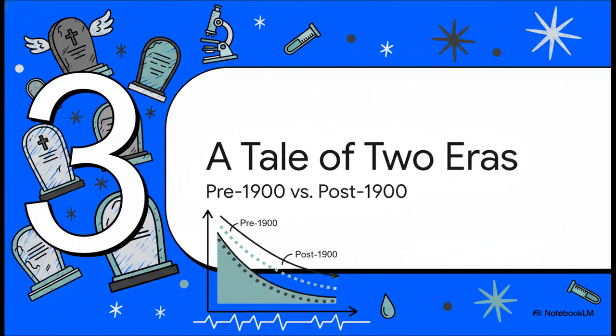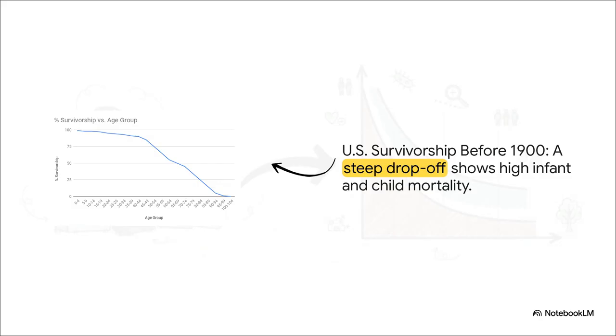Okay, this is where our investigation gets really interesting. We're going to take all that data from the tombstones in the US and split it into two groups, everyone who died before the year 1900 and everyone who died after. First up, let's look at the curve for the folks who lived and died before 1900. The first thing that just jumps right out at you is that steep initial drop. A huge chunk of the population didn't even make it past their early years. This tells you that just surviving childhood was a massive, massive hurdle.